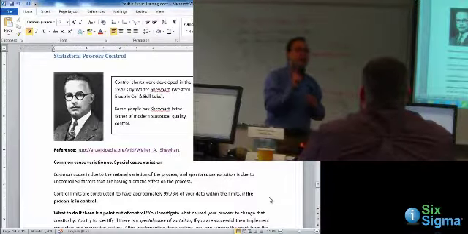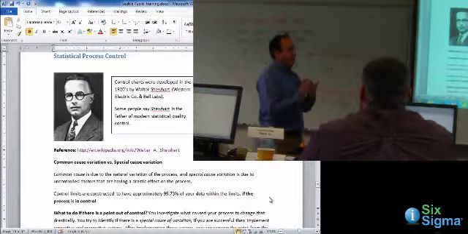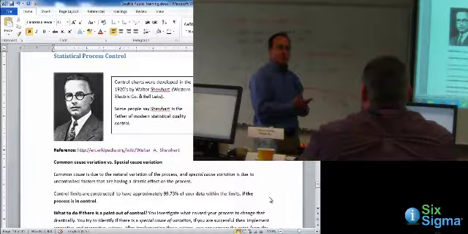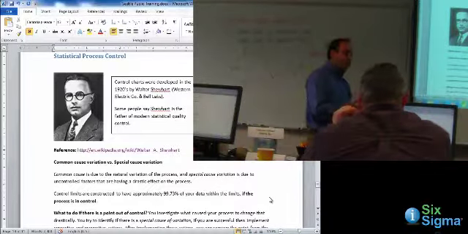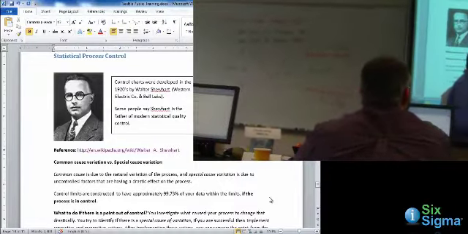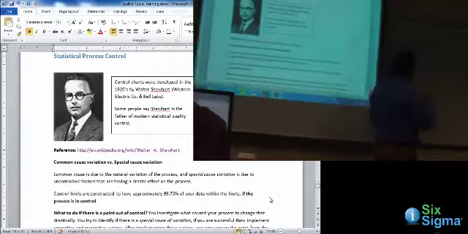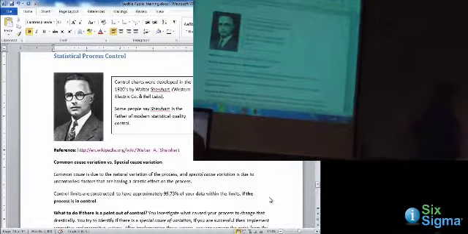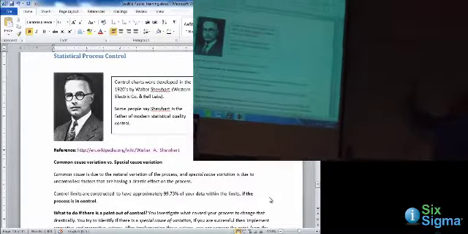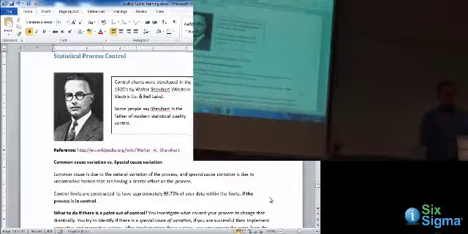Now, why do you think he recommended the use of rational subgroups? Why do you think he said it's a good idea that whenever you sample from the process, you get more than one part at a time? You get maybe 5, you may get 10, 15 parts. What do you think?